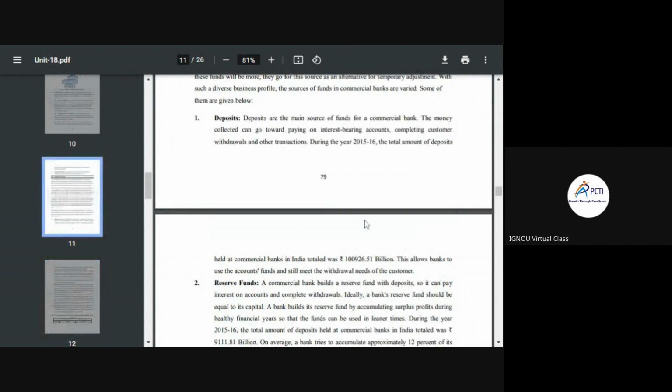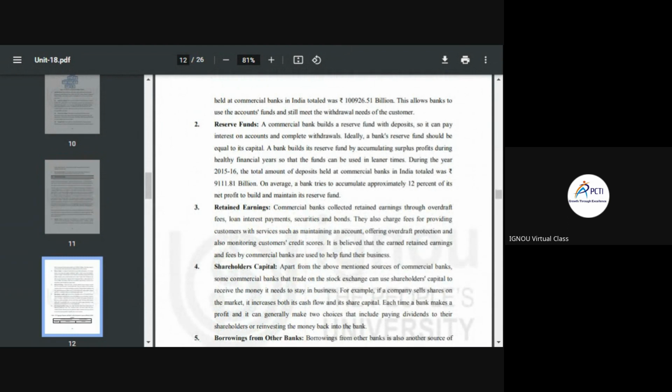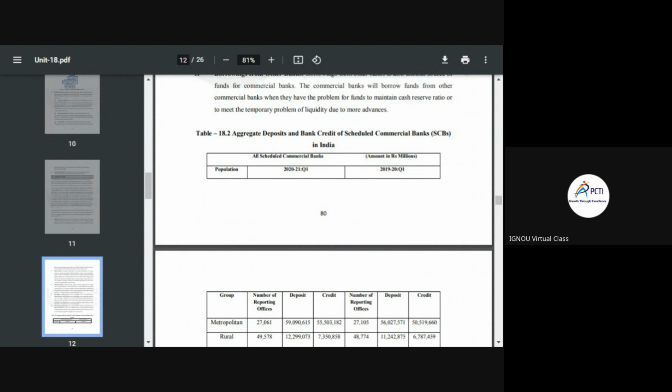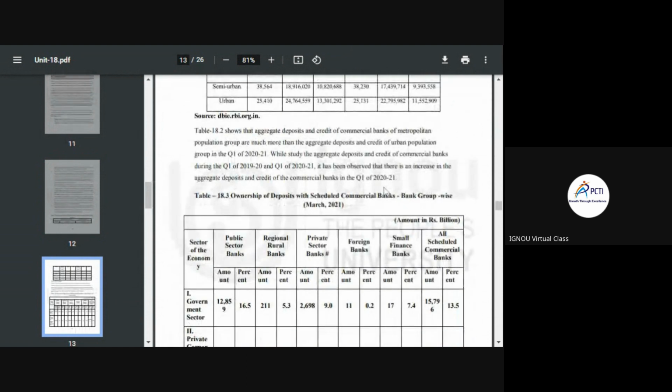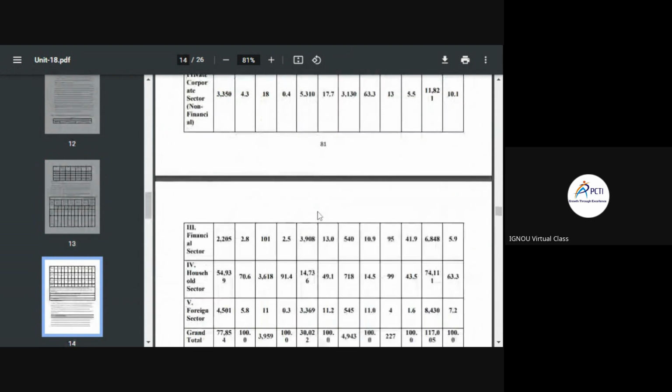First source of fund is the deposits, which commercial banks receive from the public. Then second one is reserve fund like CRR, SLR, which is told or instructed by the RBI. Then each and every bank has some retained earnings. Then shareholders' capital, then borrowings from other banks are also a source of funds of the commercial banks. So here we have a table which shows the aggregate deposit and bank credit of scheduled commercial banks, and like you can see the ownership of deposit with scheduled commercial banks, bank groups, etc.